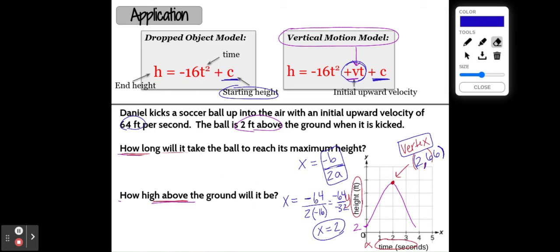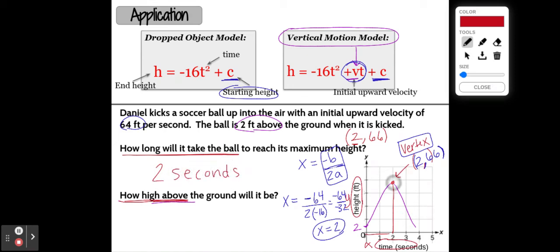Okay, our two questions. Switching colors here. First question we have is how long will it take the ball? And then how high above the ground will it be? Okay, so our vertex is going to give us those answers because this is our maximum height. So the 2 that we got, remember this is our (2, 66), is representing the time. So 2 seconds right here. And so it's going to take the ball 2 seconds.